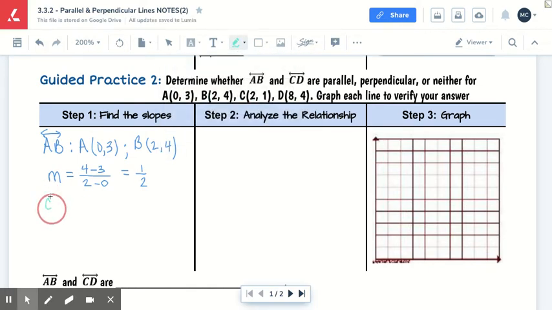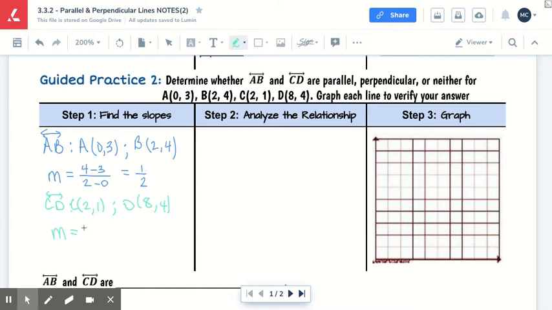Now I'll do the same for line CD, so we can compare the slopes of these two and determine whether the lines are parallel, perpendicular, or neither. Again, I'll start with writing down the coordinates of the points C and D. So C is 2, 1, and D is 8, 4. And then I'll find the slope of that one using this slope formula.